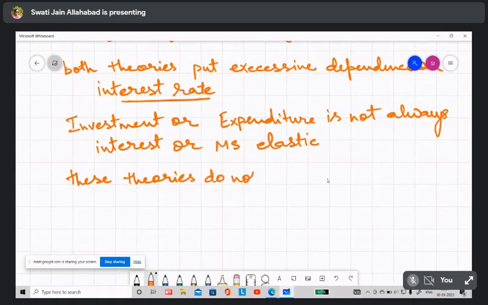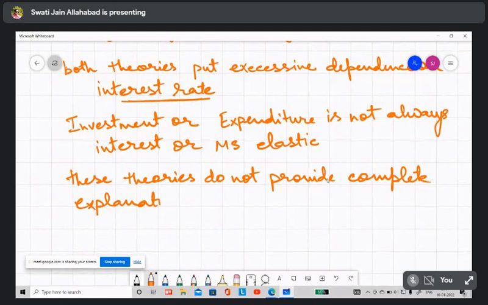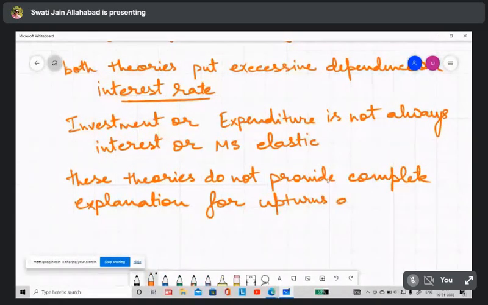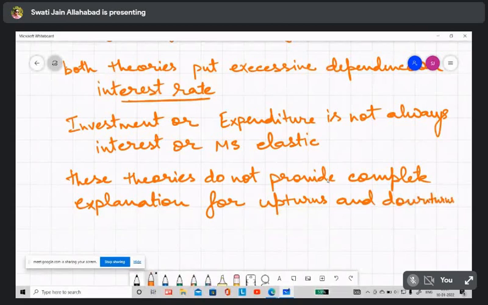do not provide a complete explanation for upturns and downturns in the business cycles.